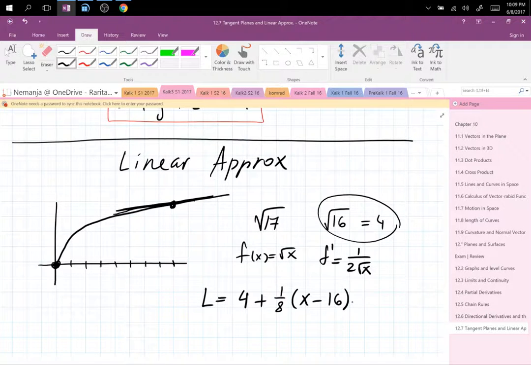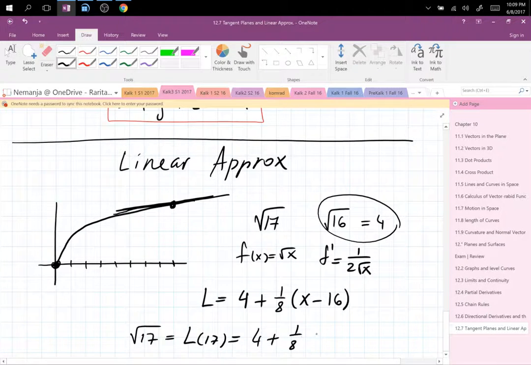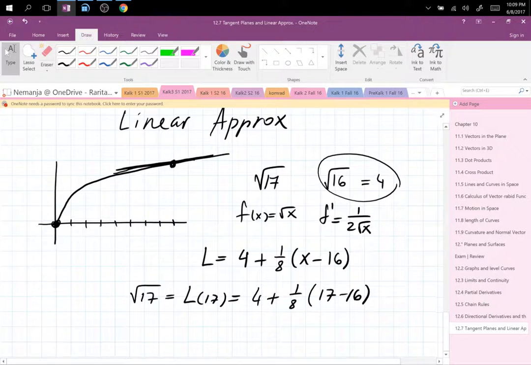So we were computing 17 now. We would say that the square root of 17 was actually L computed at 17, which was 4 plus 1 over 8. And then you had 17 minus 16, which would be just 4 and 1/8. Now 1/8 is 0.125. So this was equal to 4.125.